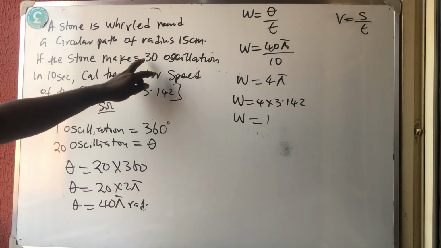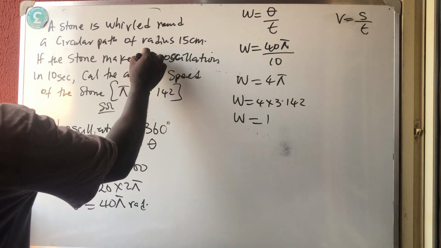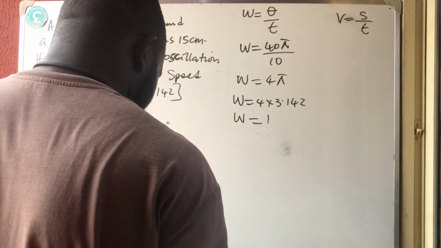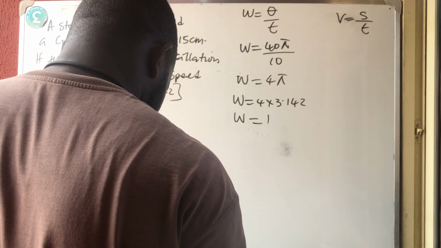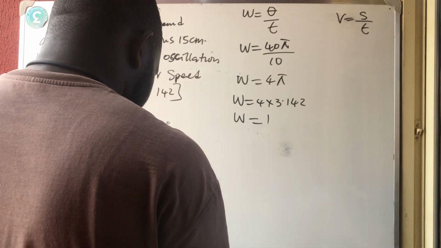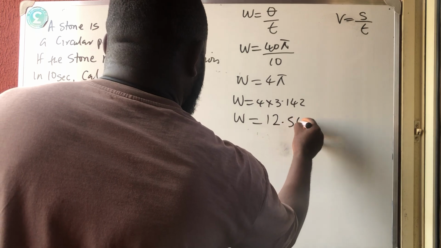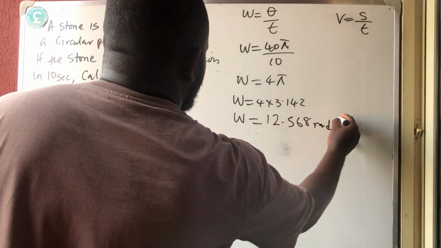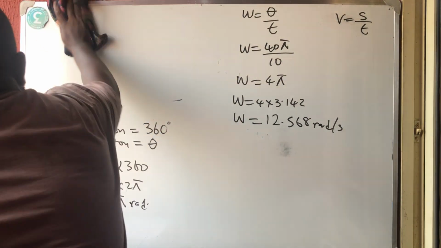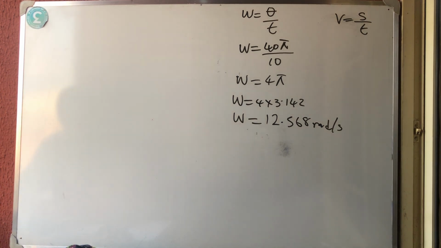Okay, what they gave me is 20 oscillation, not 30 oscillation, please. So let's change this to 20 oscillation, then do the multiplication. So I'm having 4 times 3.142, which is 12.568 in rad per second. Very, very simple to calculate. So don't forget that one oscillation is a complete circle. That's what you need to know.